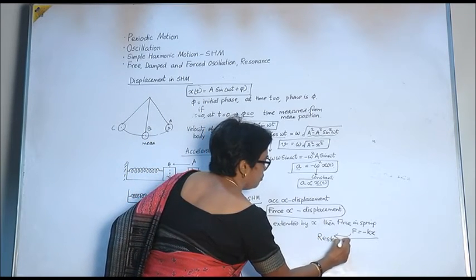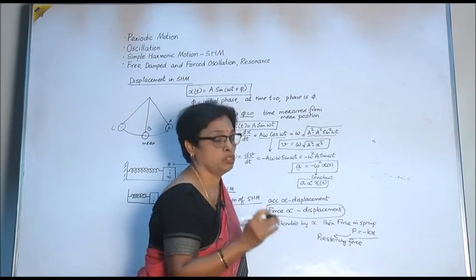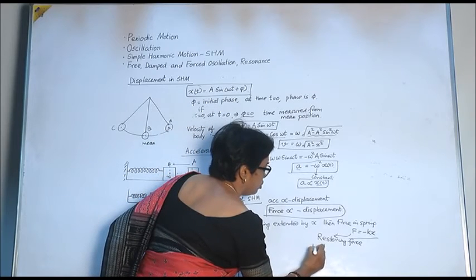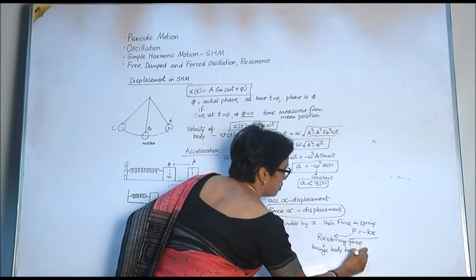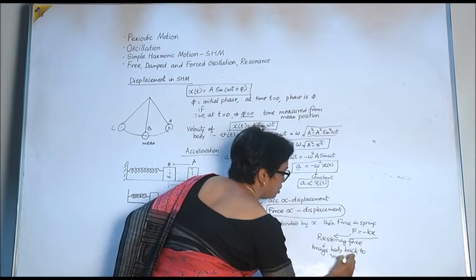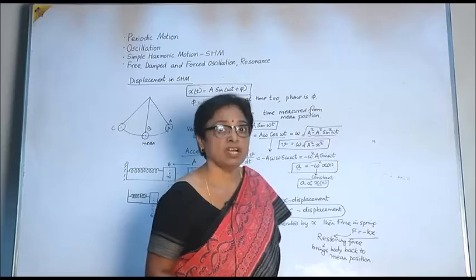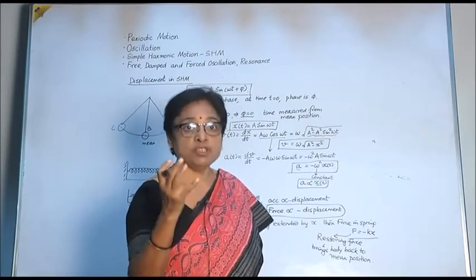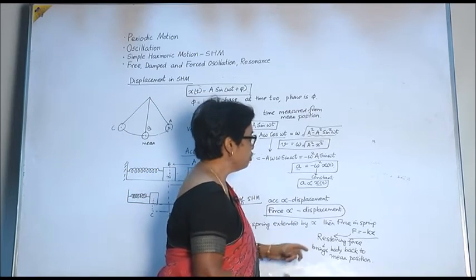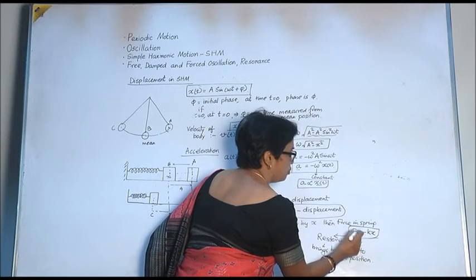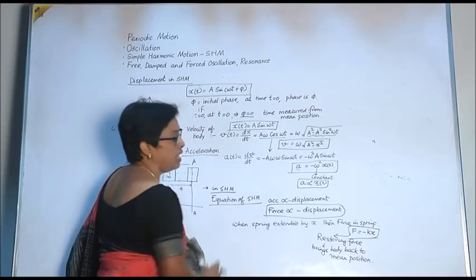Why is it called restoring force? Because it tries to restore the position. That means it is always towards the mean position. So, restoring force brings the body back to the mean position. That is why it is called restoring force. The force that comes into play which tries to bring the body back to the mean position is our restoring force. So, the restoring force is proportional to x and directed towards the mean position. So, this satisfies our simple harmonic motion case.